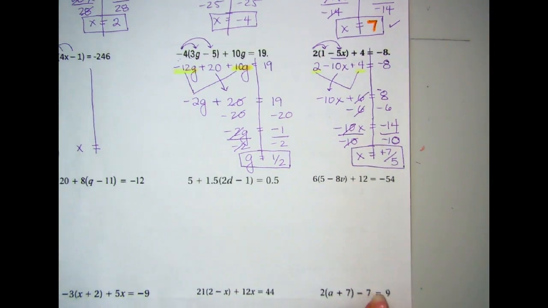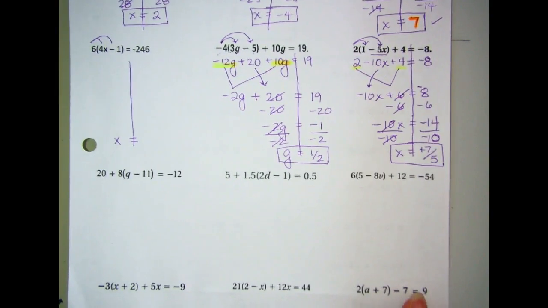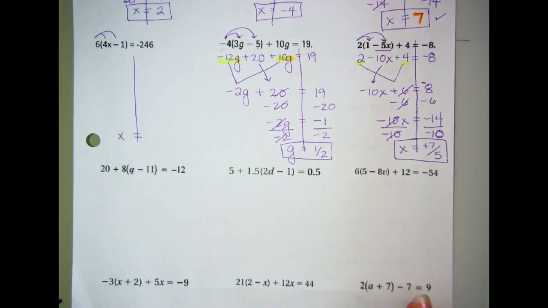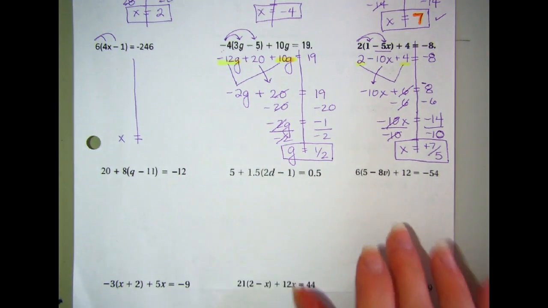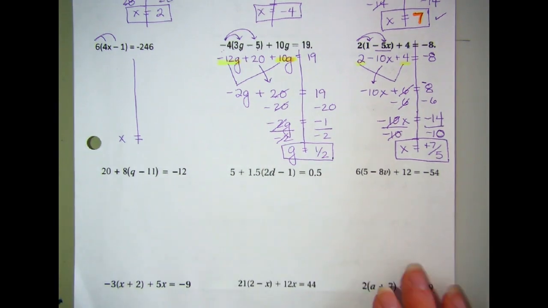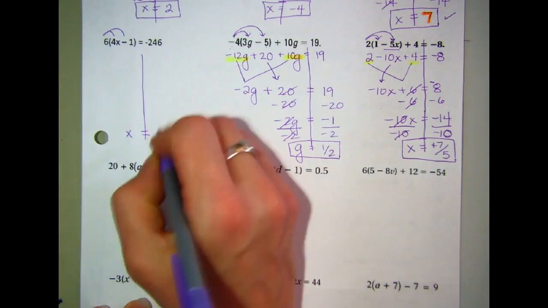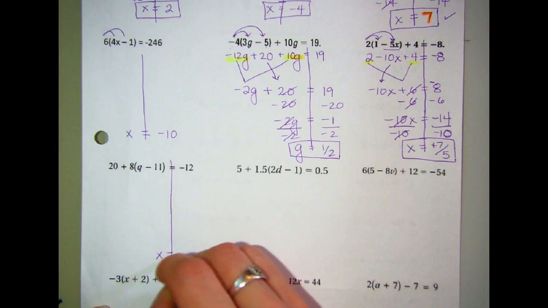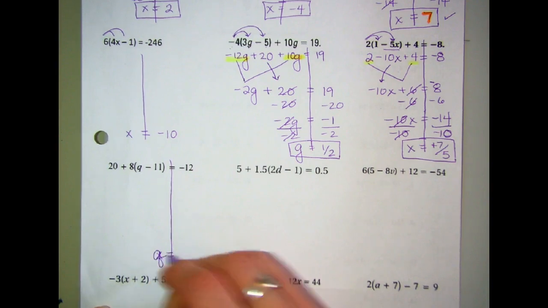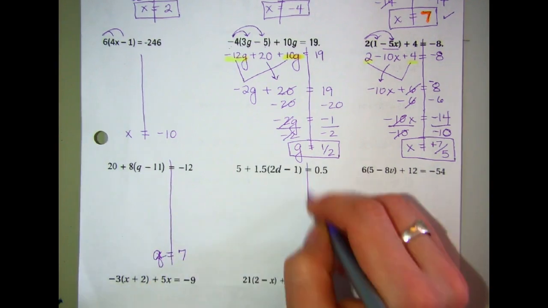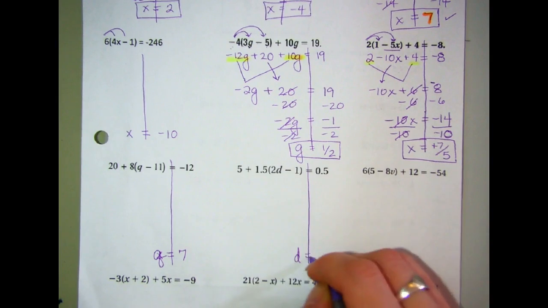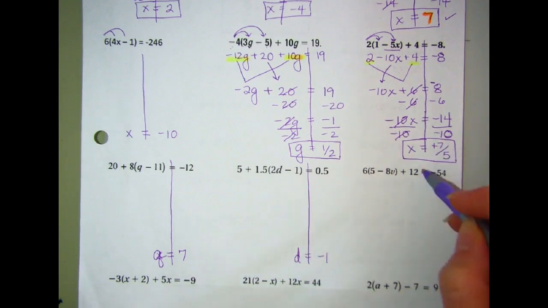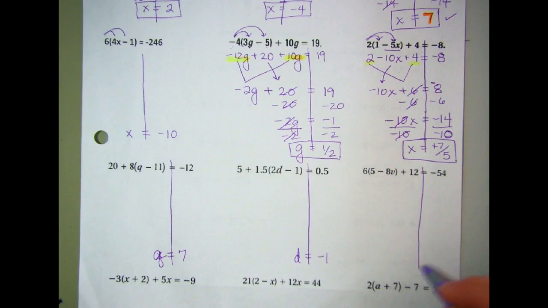So I'm actually going to give you the answers to the rest of these. I'm not even going to scramble them. I'm going to actually tell you what the answer should be, and then I'll give you a chance to try them as practice. So this one that we skipped, x is equal to -10. This one, q, sorry, that's a q, is equal to 7. D is equal to -1. And finally, V is equal to 2.